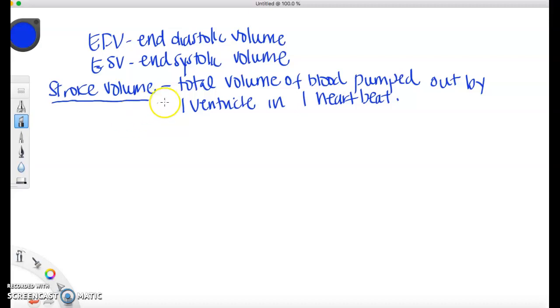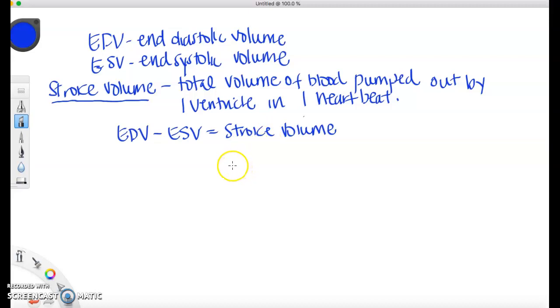So the end diastolic volume is going to be a big number. The ventricles are relaxed and accumulating blood. So if we take the end diastolic volume and subtract the end systolic volume, we get stroke volume. Because the end systolic volume is going to be whatever's left in there after contraction, after systole. So it's going to be a low number. So that will give you that.